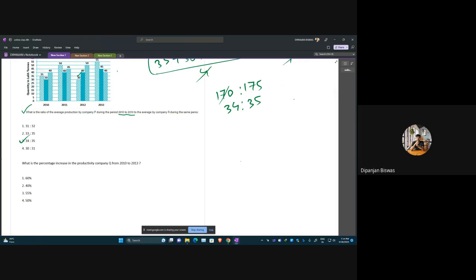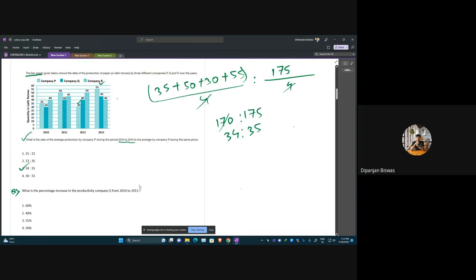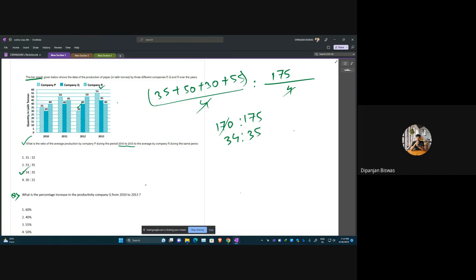Moving to question 2 from the same data set. What is the percentage increase in productivity of company Q from 2010 to 13? So company Q from 10 to 13. Company Q's production in 2010 was 30 and it has increased to 45. So there is an increment of 15 divided by 30.